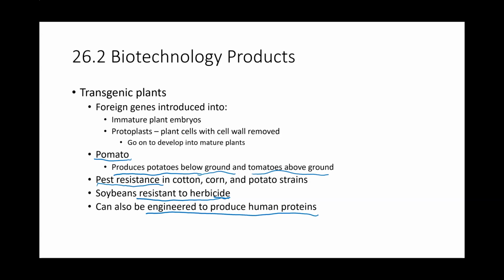We also have soybeans resistant to herbicides. So an herbicide is something that will kill off plants in general. So we use them to kill off weeds, but we don't want to kill off our plants that we intend to grow. So we can spray these herbicides over the entire area and not damage the plants that we care about.